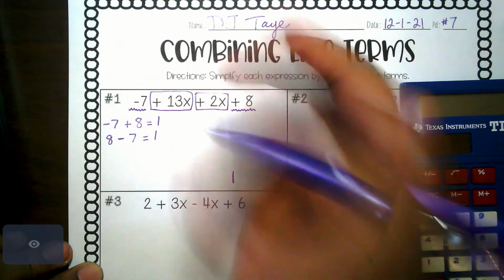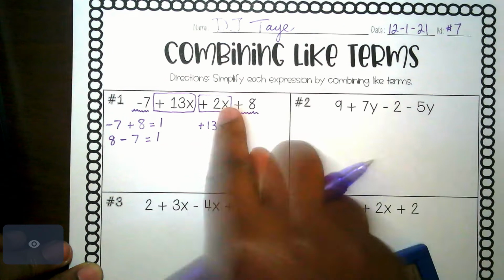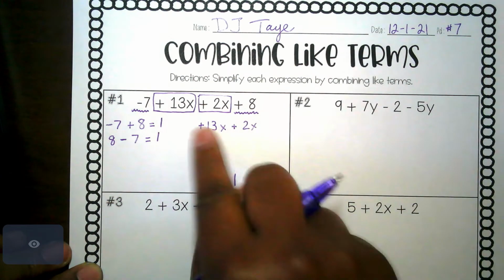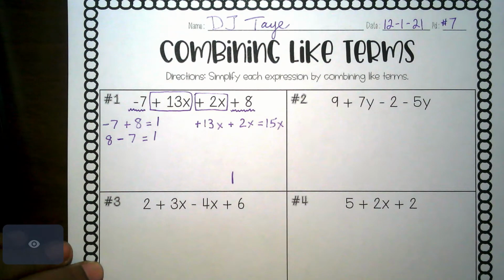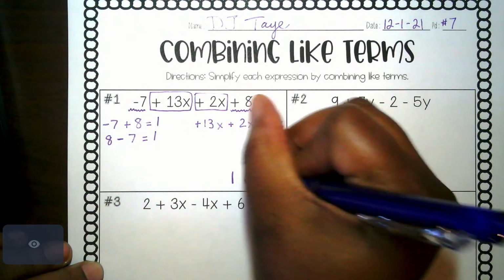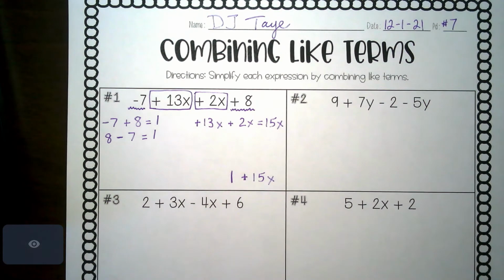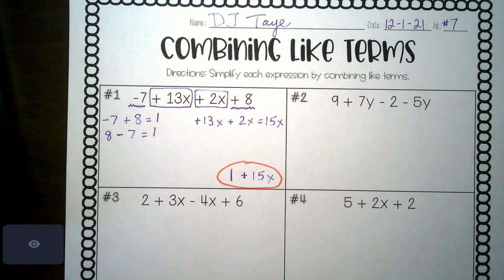Next, I need to move this. I have this plus 13x, and it's telling me to add 2x. Well, if I have 13 of the x's and I add 2 more x's, I am getting 15 x's total. All right, so I am adding 15 x's here. All right, so this is our final answer for this first one. 1 plus 15x.